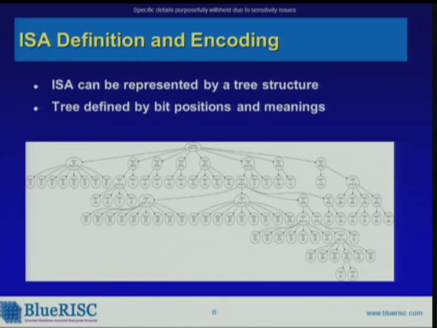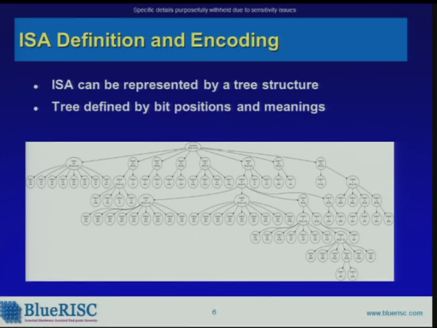So we'll start with ISA definition and encoding. This is one of the main components in establishing this core root of trust. So when we started this, we wanted to represent an ISA as a tree structure. As you can see here, it actually lends itself very well to a tree.